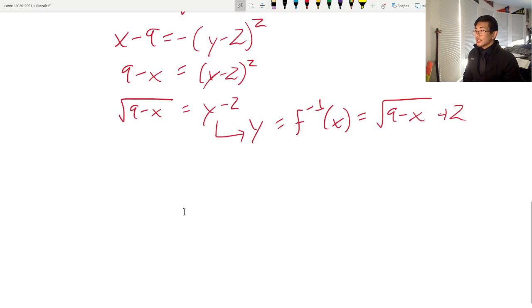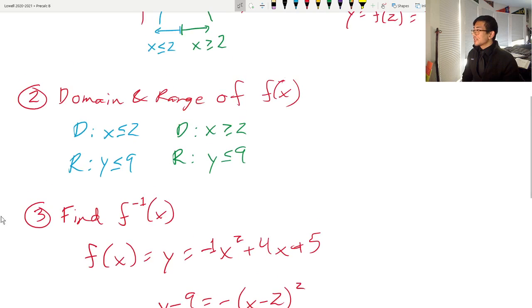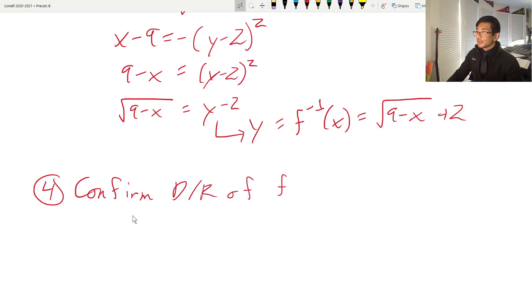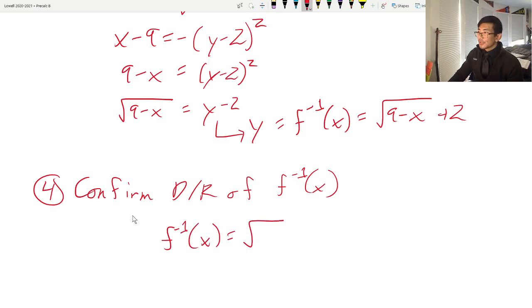The last thing we want to do, let's see, what step are we on? We did step 3, which was actually find it. Step 4 is confirm the domain and range of f inverse of x. What do I mean by that? Well, check this out. As is, let's check the domain and range of this function. So if f inverse of x is equal to the square root of 9 minus x plus 2, what would be the domain?